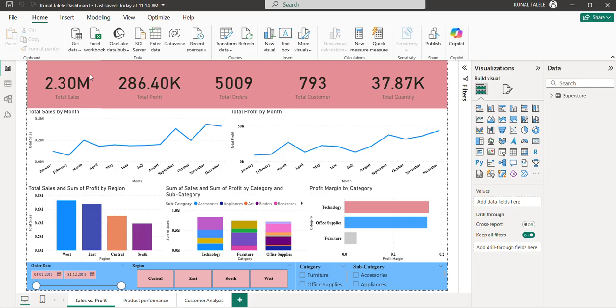The first visualization is total sales, that is 2.30 million. This shows the overall revenue generated. The next is total profit. This gives us a direct indication of business profitability.